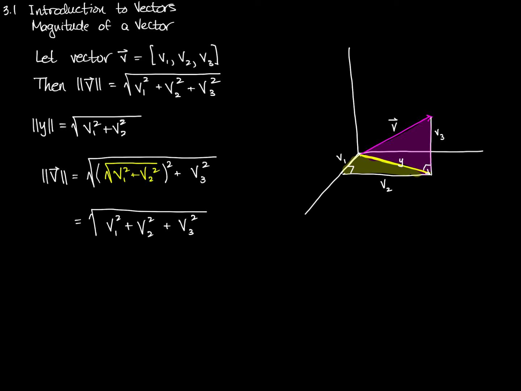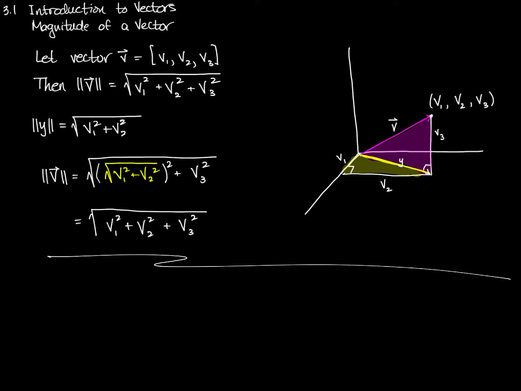So the length of vector v, if I know the coordinates of its terminal point, or if I have its name in component form like this, is just the square root of v1 squared plus v2 squared plus v3 squared, depending on what those values are. So there's my formula here. For a vector v1, v2, v3, its magnitude is given by the square root of the squares of the components.